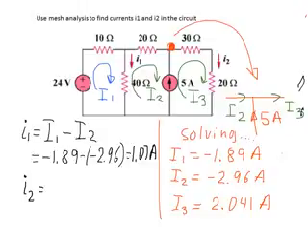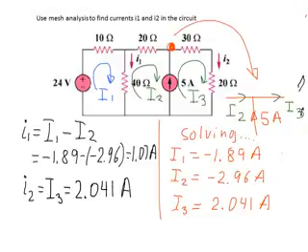The last question is to find current I2. So what would be the value of current I2? Looking at that current, we can see that the current I2 is the same as the mesh current I3. It's the single current in the branch and it flows in the same direction as the mesh current I3. So I2 is the same as mesh current I3, and that equals 2.041 amps. So now we found both currents I1 and I2 and we finished the question.